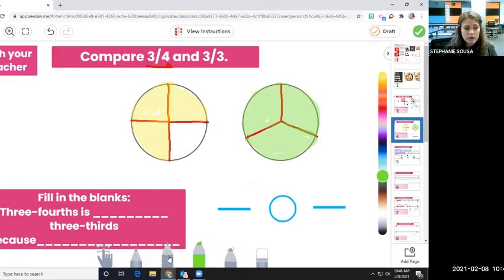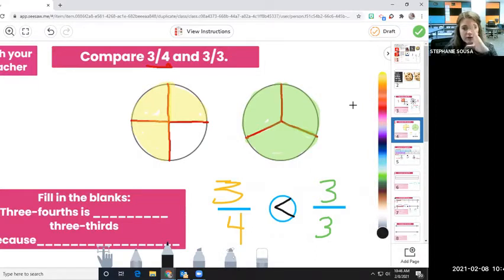So let's complete our comparison statement. We have 3/4 and we have 3/3. We can see that 3/4 is less than 3/3. So our comparison symbol, or that hungry alligator mouth, is open up to the 3/3 side. Okay.